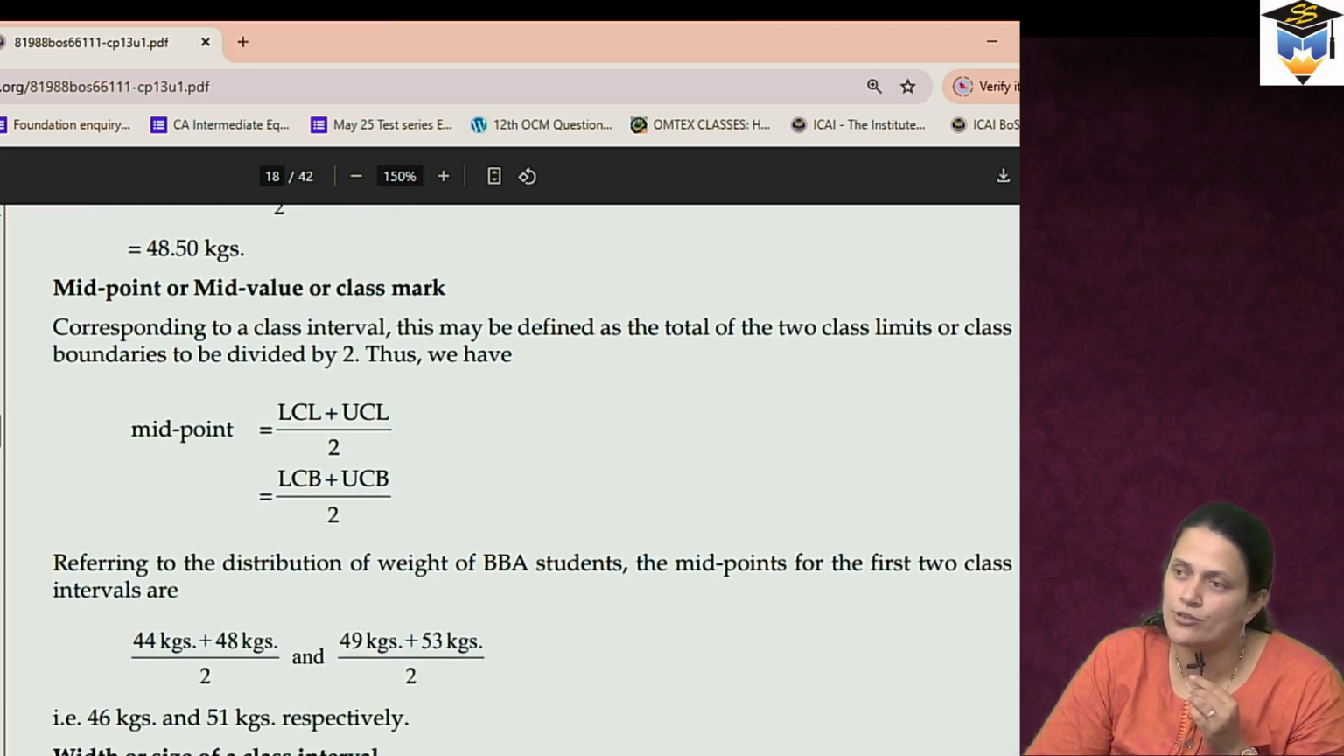So is this correct? Have you understood this part? All of you? Any doubt?